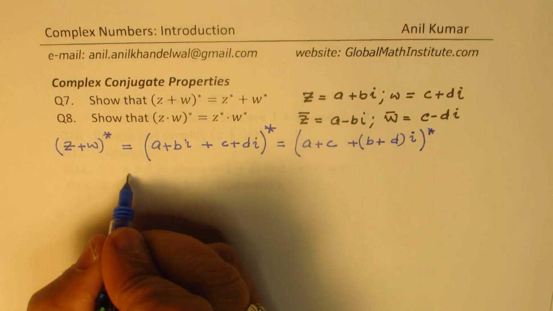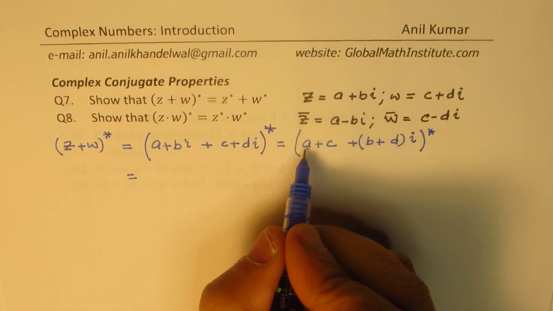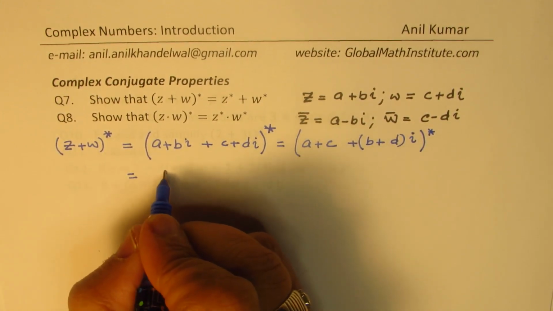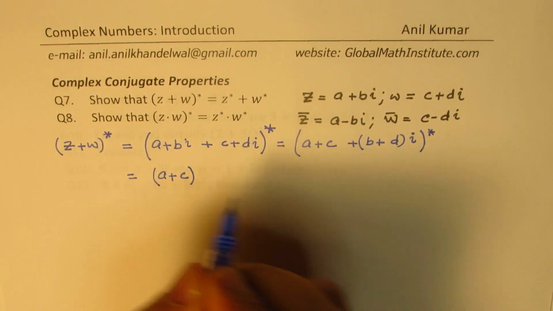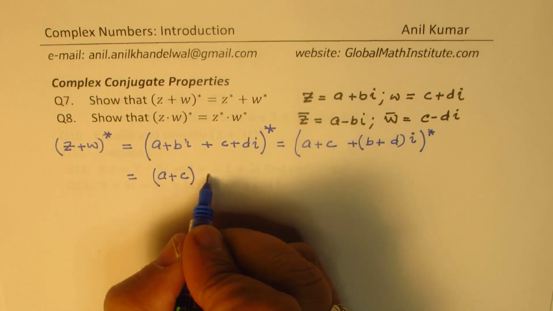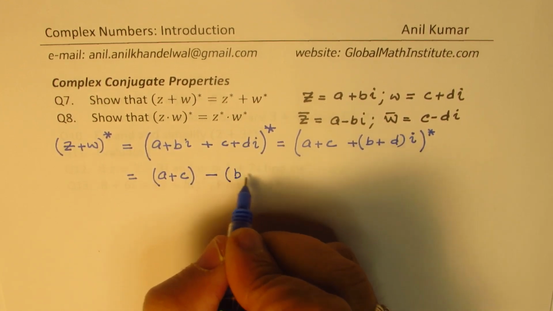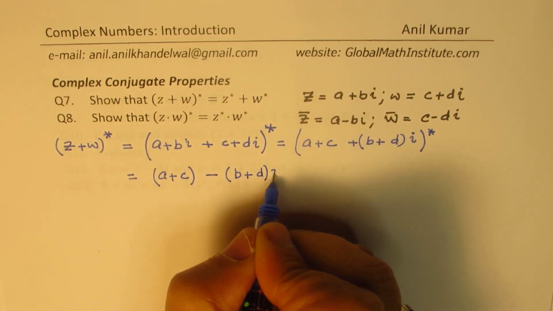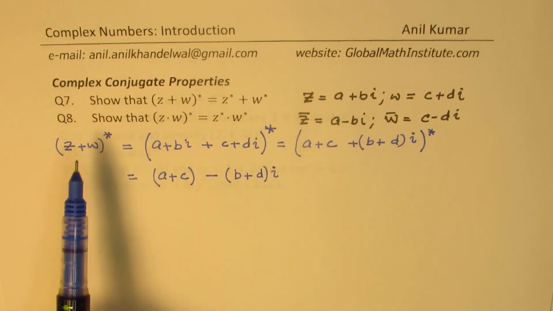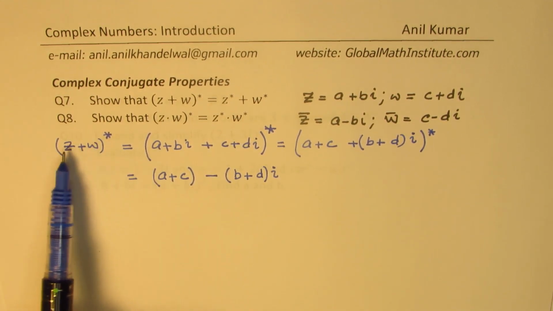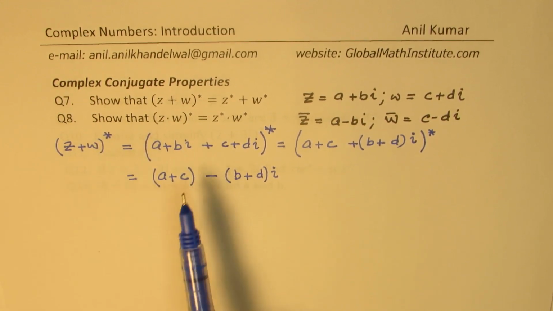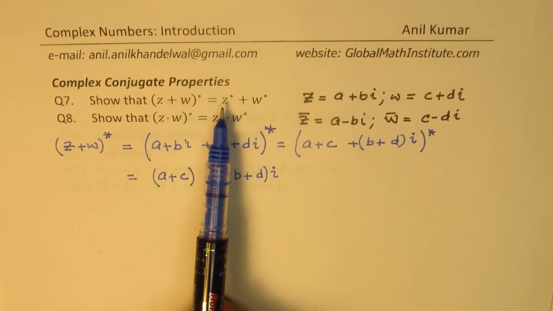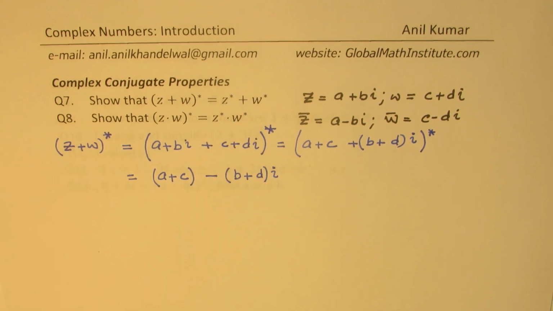So the conjugate of this equals, the real part is a plus c, which remains the same, right? So that's the real part. As far as the imaginary part is concerned, it becomes minus of b plus d times i, correct? So the conjugate of the sum of two complex numbers can be written like this. Now we need to show that this is equal to the sum of their conjugates, right?